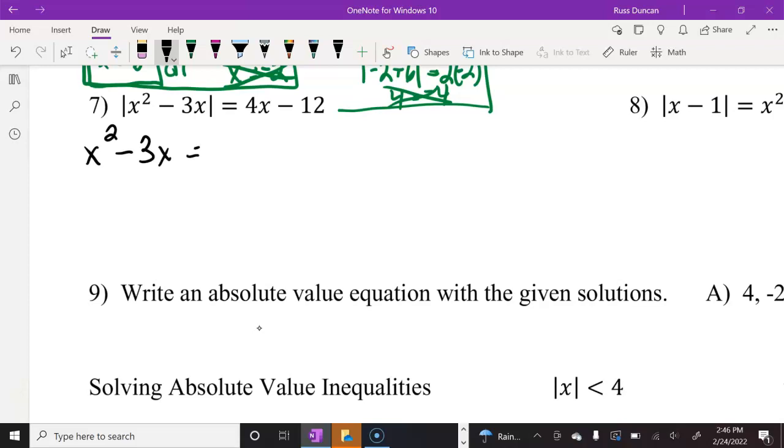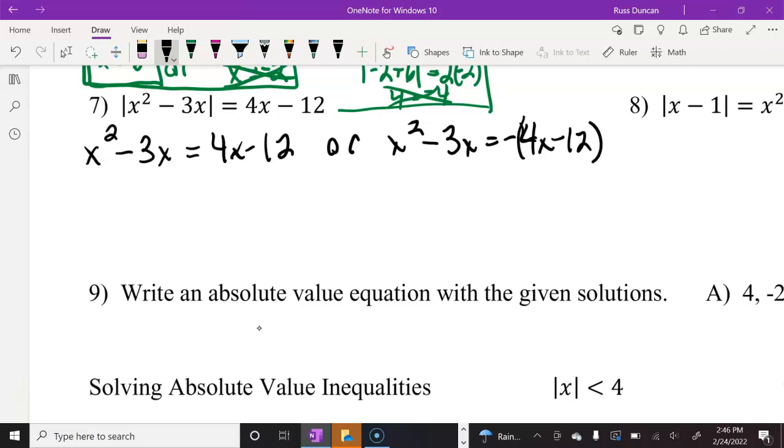So x squared minus 3x equals 4x minus 12. That's not all that funky. Or x squared minus 3x equal the negative of this, 4x minus 12. Okay? So if I solve this one, here's the deal. This is a quadratic. This will show up in our next unit. So this is kind of intro to next unit. I'm going to subtract 4x.